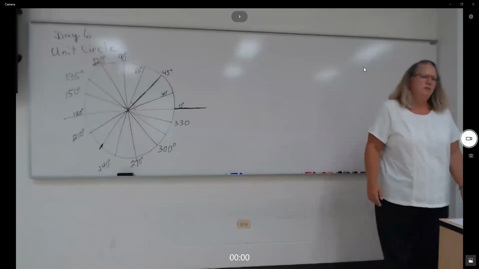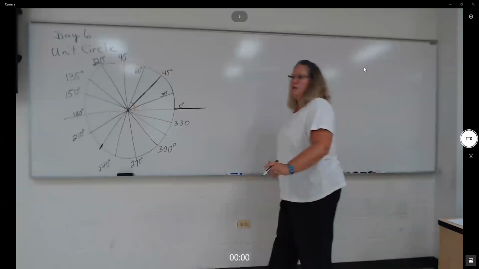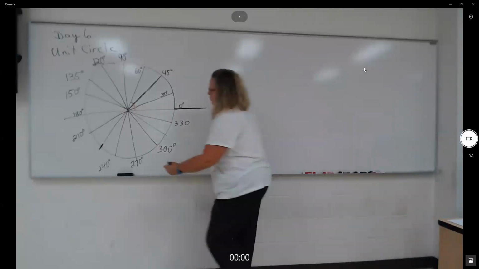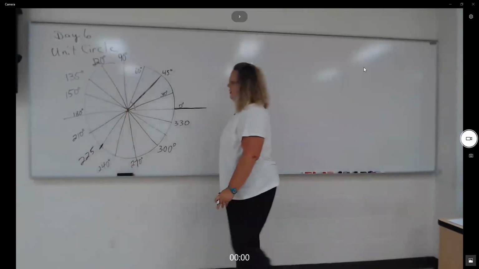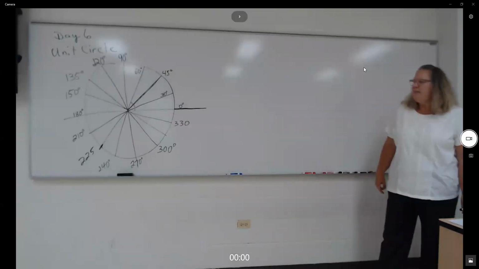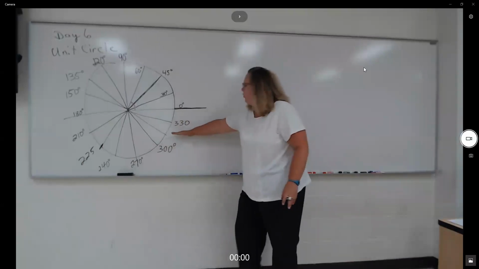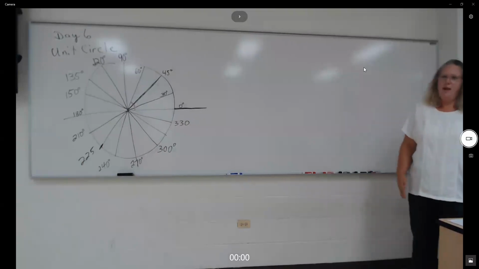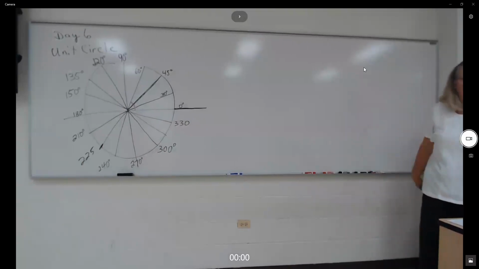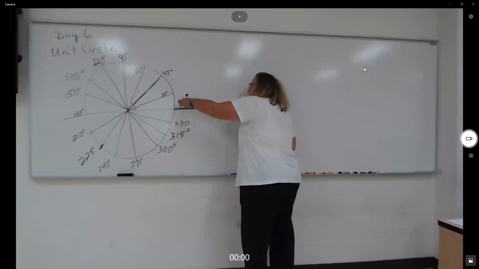Are we okay? You guys tell me, what's our next one? 225. What is it? 225? Yes. And then we add 45. That takes us to 270. What's our next one? Add another 45. Are we okay? And okay. So 315, and then another 45 would take us to 360.